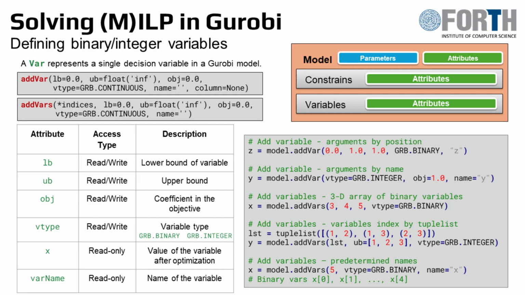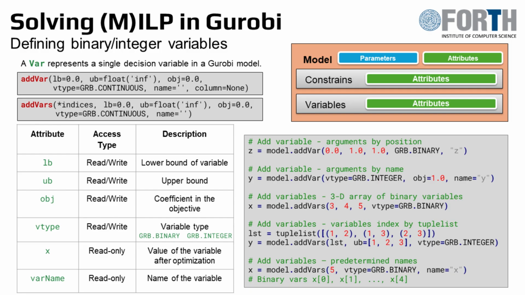A variable in Gurobi represents a single decision variable in the optimization model. Variables can be added individually using addVar or in collections using addVars. Each variable has several important attributes. The lower bound, referred to as LB, defines the smallest allowed value. The upper bound, referred to as UB, defines the largest allowed value. The objective coefficient, OBJ, contributes directly to the objective function.